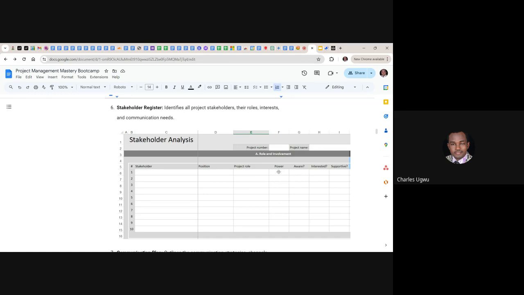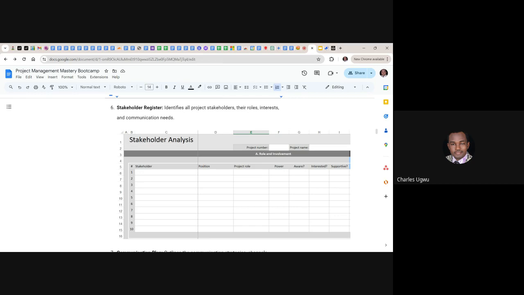So high power stakeholders, high interest stakeholders. That way, we say power and interest. If they have high power and they have high interest, you must get their support at all costs. So you can see how the stakeholder register will help you to manage. It's a good document you develop for ongoing stakeholder management.